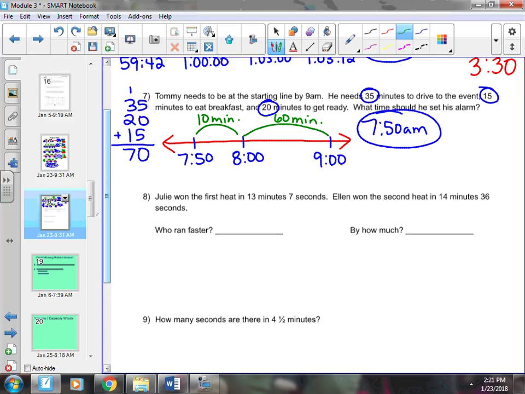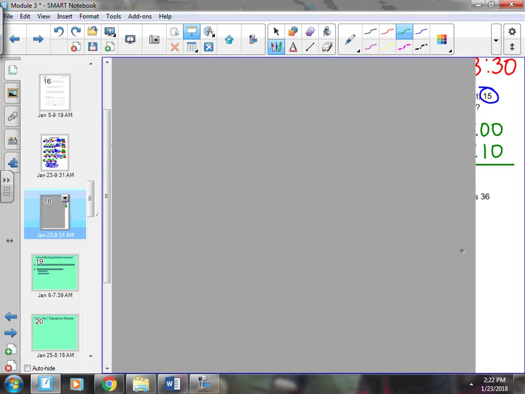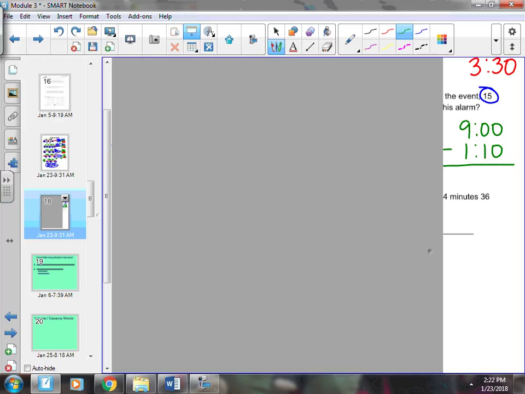And we can do a subtraction problem as well. We could say 9 o'clock is the starting time, and he needs 70 minutes. So let's do 9 o'clock minus 70 minutes, which I know is the same as an hour and 10 minutes. The problem with this is that we can't do 0 minutes minus 10 minutes. We have to do some regrouping.